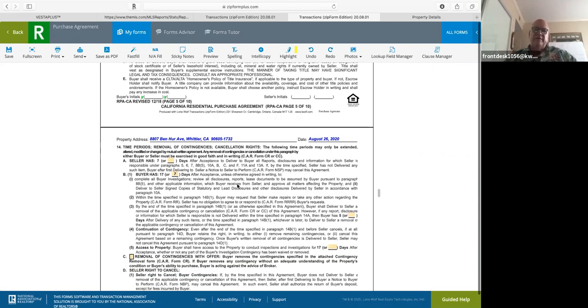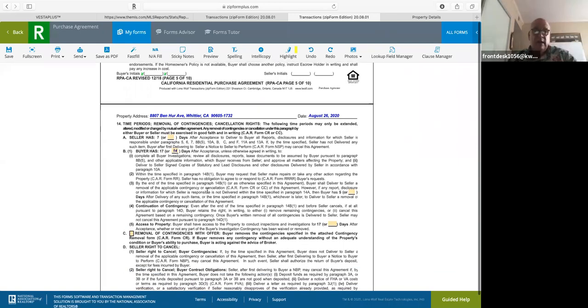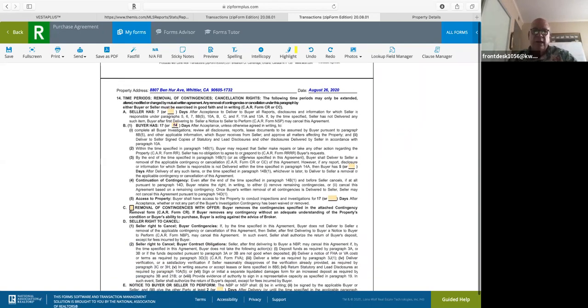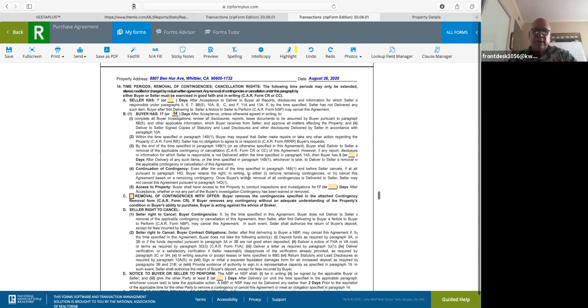Then this next section is an important section. 14 relates to time periods. Basically your physical inspection period. That also includes reviewing HOA documents, any reports relative to the property, any inspections. If you want to do a sewer inspection, or a roof inspection, any type of inspection, you want to do it during this period. The contract defaults to 17 days. I'm going to ask for 14 days. If you're in a super competitive situation, you may want to shorten that, but I think I'm reasonable here.